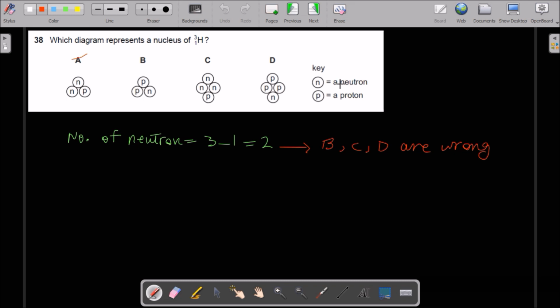Question 38. Which diagram represents a nucleus of H, 3 and 1? So the number of neutrons will be 3 minus 1, so it is 2. That's why B, C, D are wrong and A will be right.